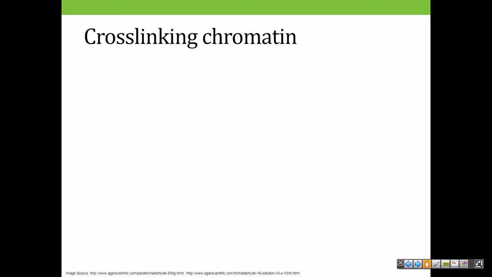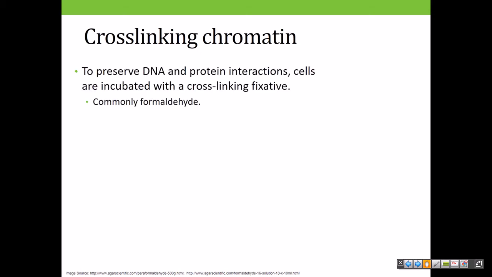Okay, so we've come up with a number. I typically work with 3 times 10 to the 6 per IP, at least for right now. Been playing around with it. The next step, now that I've got my cells plated, I've treated them, I'm ready to collect. Now I need to cross-link the chromatin. The reason why I want to do this is I want to preserve the binding between my protein of interest and the DNA. And so to do this, I'm going to use a fixative.